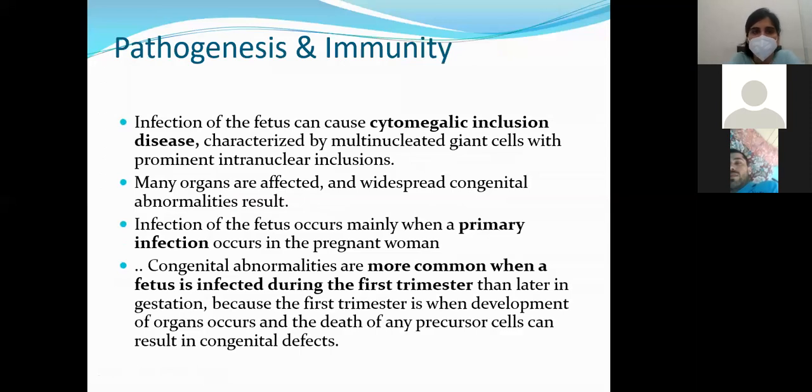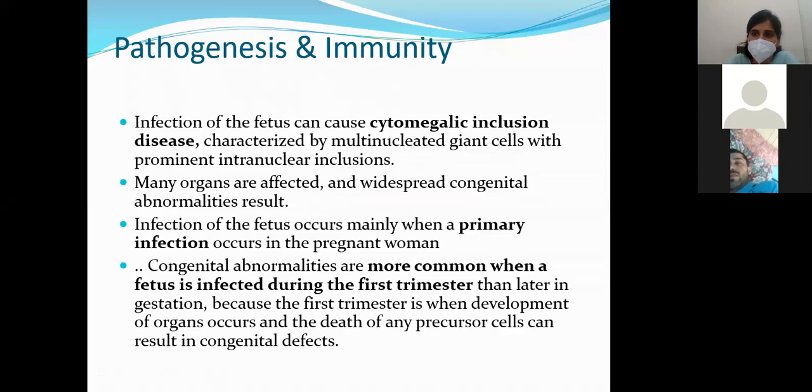Pathogenesis and immunity. Infection of the fetus can cause cytomegalic inclusion disease characterized by multinucleated giant cells with prominent intranuclear inclusions.